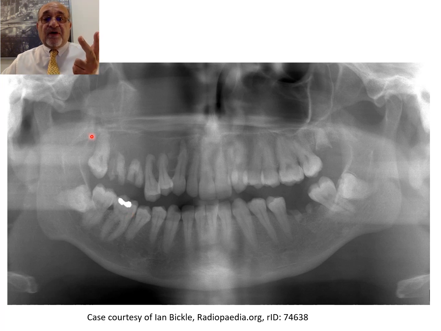Third, have a look at the upper right quadrant. You see that the teeth seem to have lost their attachment with the bone. So they give the appearance of floating teeth. So there is no attachment whatsoever.